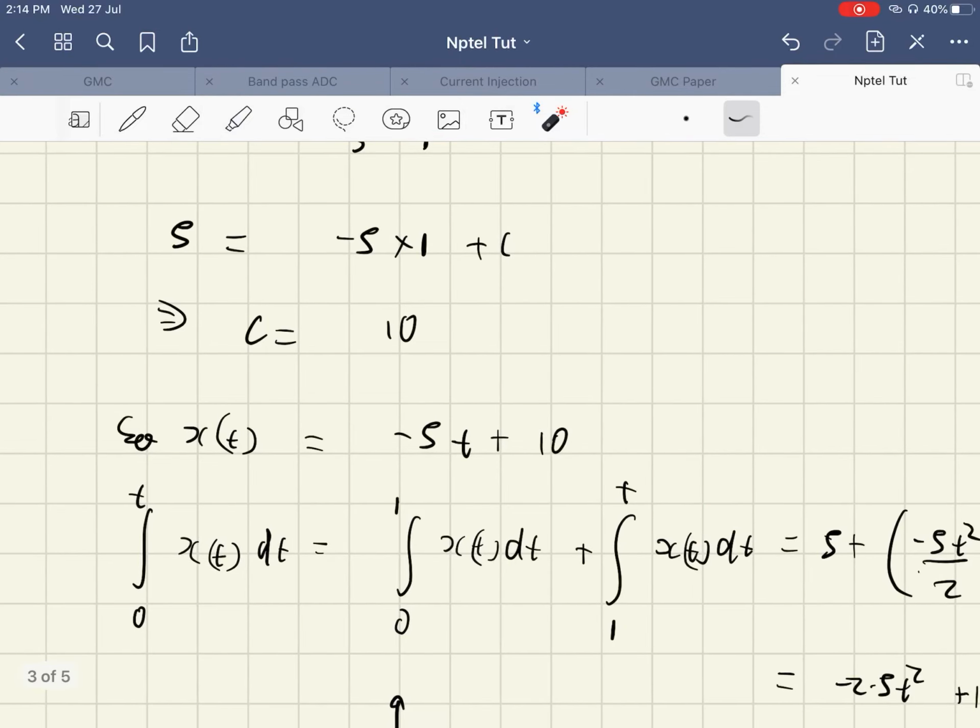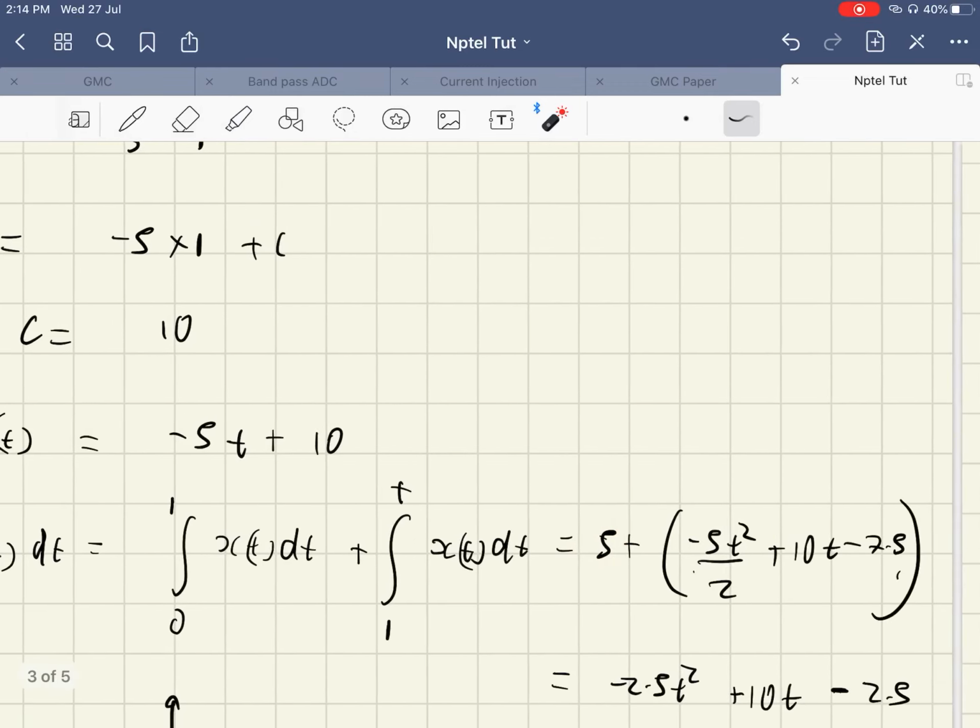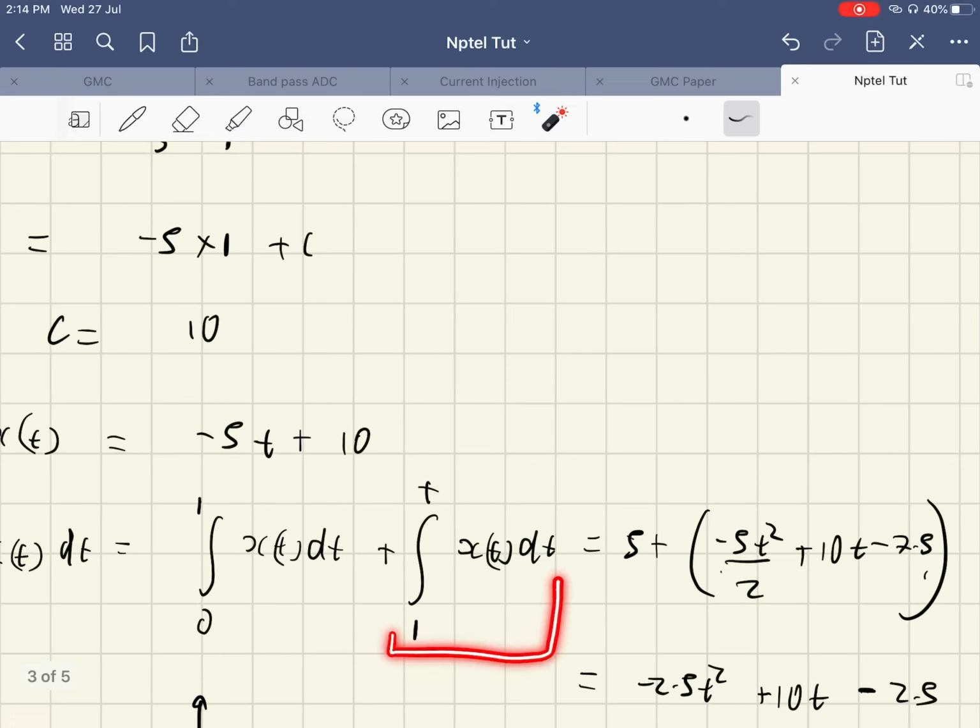So previously we saw that for time equal to 0 to 1, our waveform looked like this. At 1, we had the value 5. So from there, the total integration from time equal to 0 to 1 comes out to be 5. And this integration will be over the waveform present over here. And that comes out to be this expression, that is minus 5t square by 2 plus 10t minus 7.5.